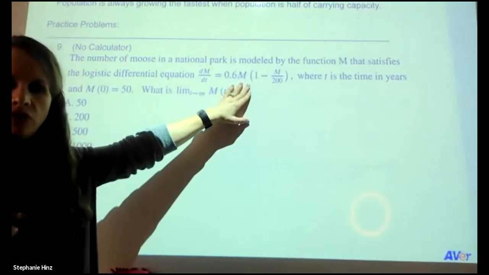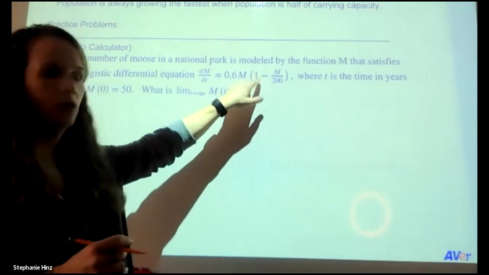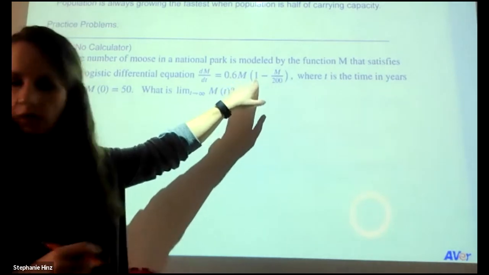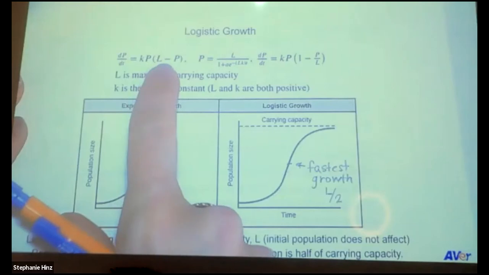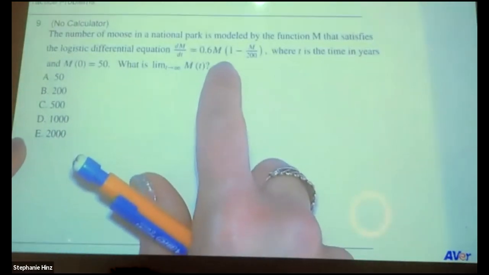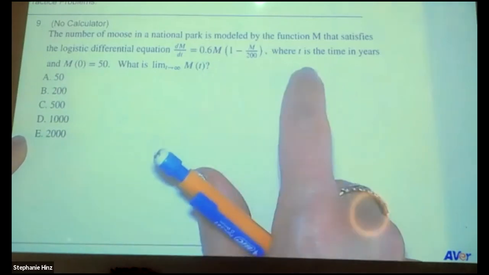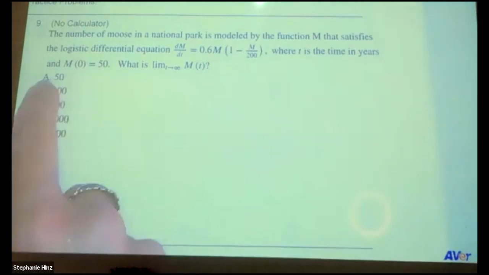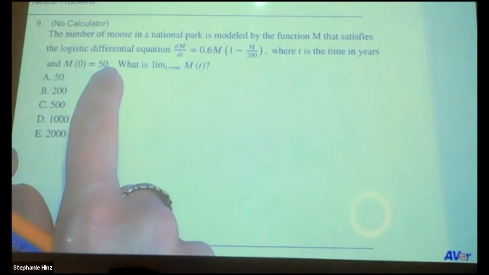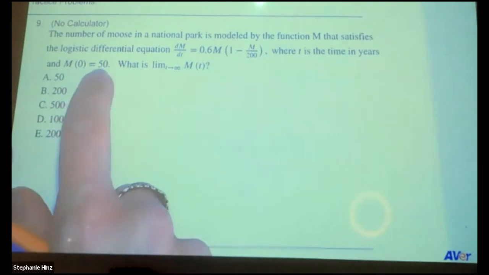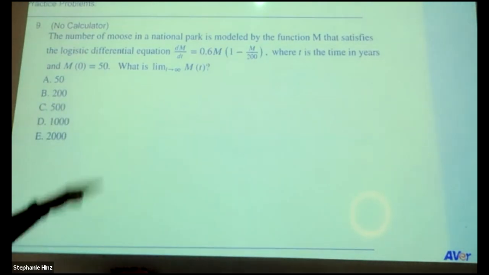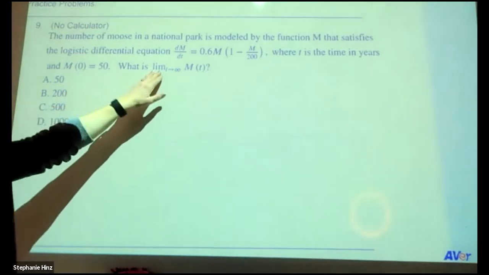Okay, so if you're looking at this, you're thinking, wait a minute, that doesn't look like what she just told me. That doesn't look like K times P times L minus P. You're right, it doesn't, but we might be able to make it look like that, where t is the time in years and M of 0 equals 50. Well, M of 0 equals 50, that's really nice, but that's almost to throw us off. It says, what is the limit as t approaches infinity of M of t?